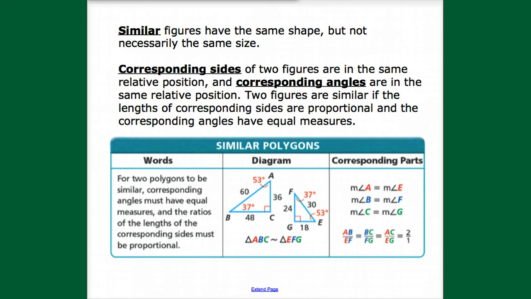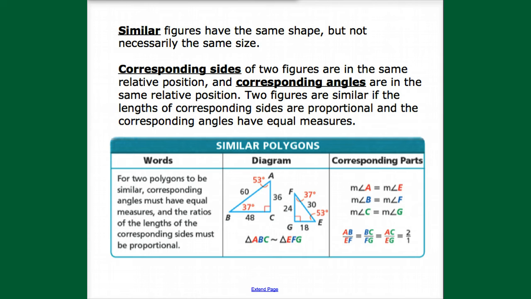All right, to understand what similar means, it means that figures have the same shape but not necessarily the same size. So for example, every circle has the same shape. Based on its radius, the size might be different, but they are similar. When you have two figures in the same general position, they have what's called corresponding sides, meaning even if you rotate the figure, the pieces go together, like the long side of a rectangle goes with the long side of another rectangle.